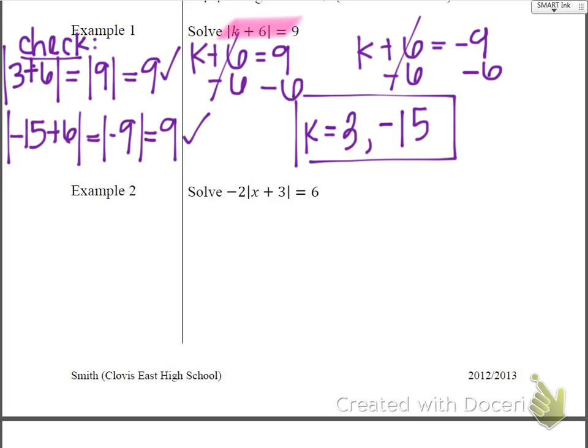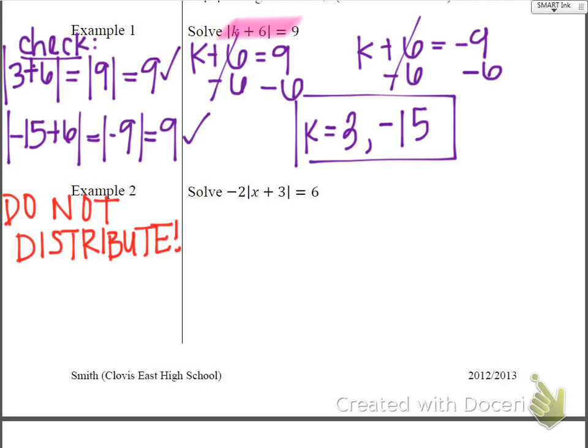I'm going to write myself a note, and I say this every single year, and every single year students still do it. Write yourself a note on the side. Do not distribute. Why? Because if you distribute into the absolute value, it changes the value of the problem as a whole. We don't want to do that. Check out what happens. If I'm not going to distribute, but it's being multiplied, what do I need to do to get rid of that negative 2?